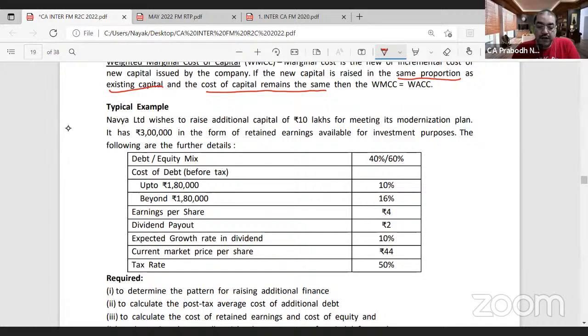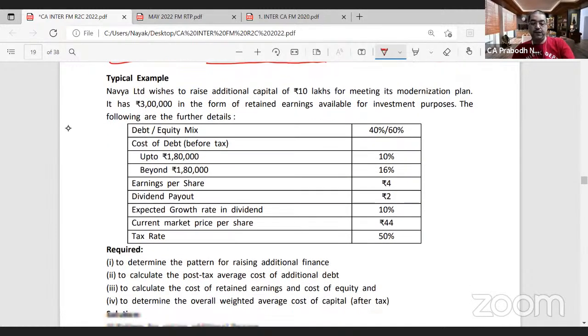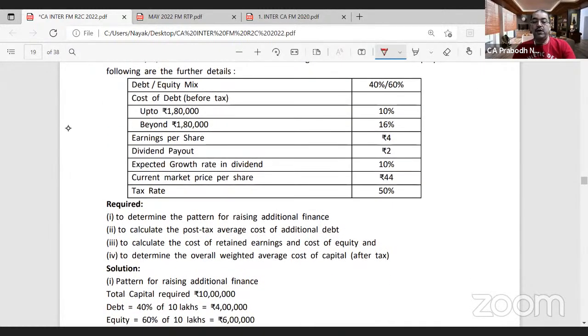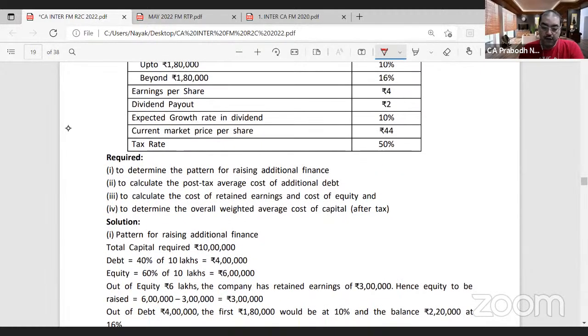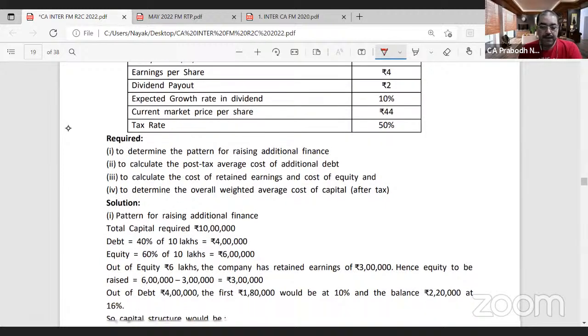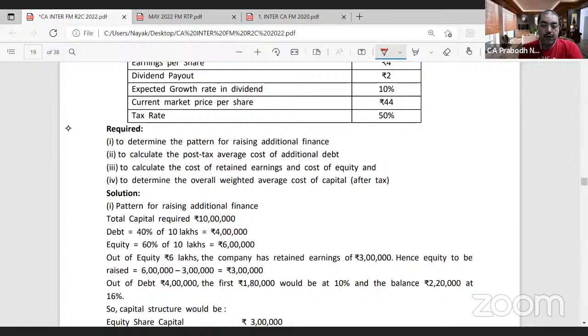Earnings per share is given 4, dividend payout ratio is given 2. Expected growth rate in dividend is 10%, current market price per share is 44, and the rate of tax is given as 50%. You are required to determine the pattern for raising additional finance. Second, calculate the post-tax average cost of additional debt. Third, calculate the cost of retained earnings and cost of equity. Also, we have to calculate the specific cost of capital. And the fourth is to determine the overall weighted average cost of capital after tax.